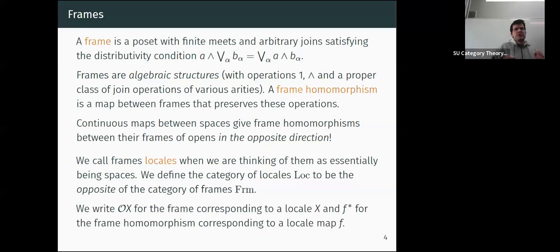And then, so we don't get confused about what directions maps are going, we're going to maintain a notational distinction between frames and locales. They're the same thing, but we're going to call the locale something like X, and then we call the corresponding frame OX. That's like opens of X, so you're already thinking of the locale as being like a space. And if you call the locale map f, we're going to say that f upper star is the frame homomorphism corresponding to f. The upper star is supposed to remind you of this pre-image idea.